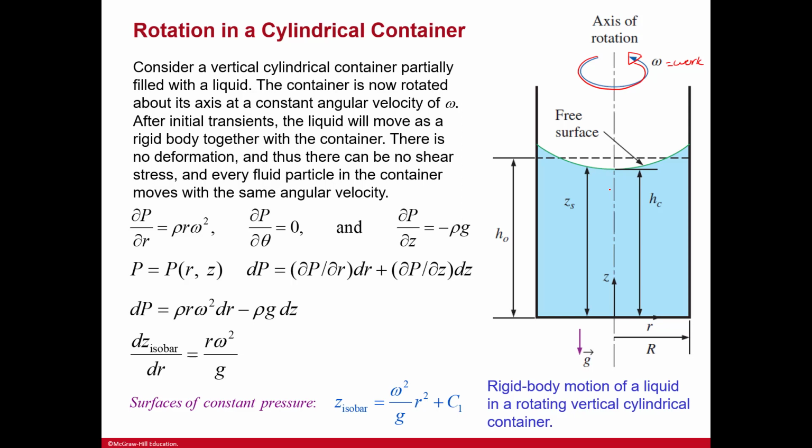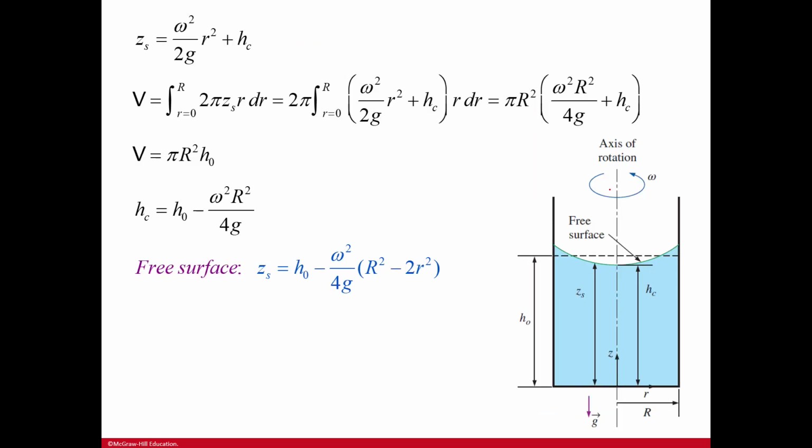That's like if you were to take a straw in a cup and spin it around and around in a circle. Or better yet, this axis of rotation, if you just put it in the center and spin it around, it will eventually speed up to a point where it's equal to the container. And therefore there will be no deformation, no shear stress, and every particle in the container will have the same angular velocity.